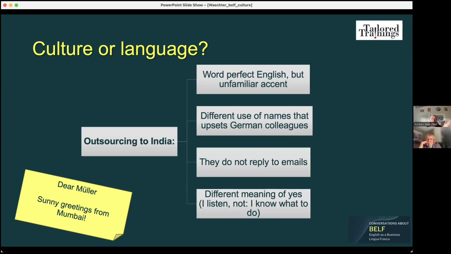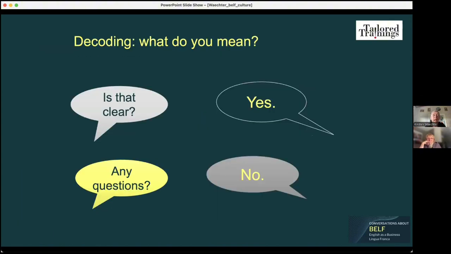So we really left the English aside and started talking about communication, strategies, culture, and why people communicate in a certain way, because it's not, of course, something that you learn at school or that you can learn from a textbook. So, for example, we started with decoding. We started with paraphrasing because they asked, is that clear? They got the answer, yes. So, of course, tick, it's clear.